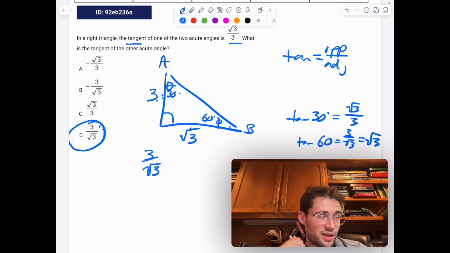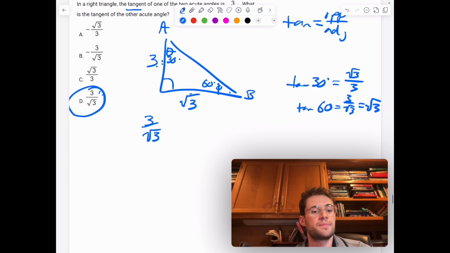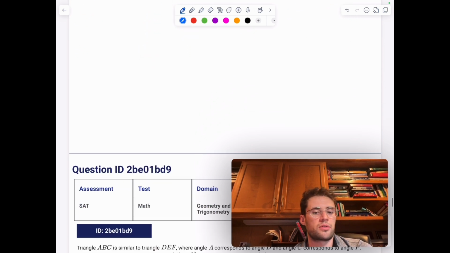So I was trying to make it as if I didn't know that, but actually not knowing that technically makes it easier, or right, not using that makes it easier, I would say, a little bit. All right, 3 over root 3.